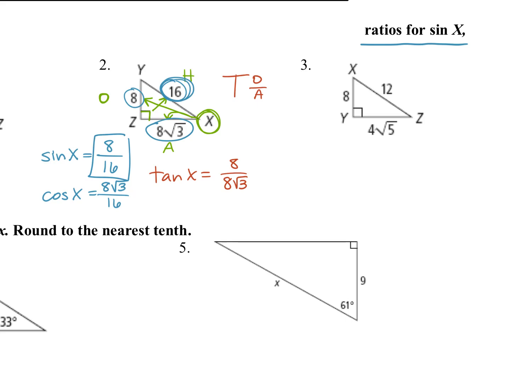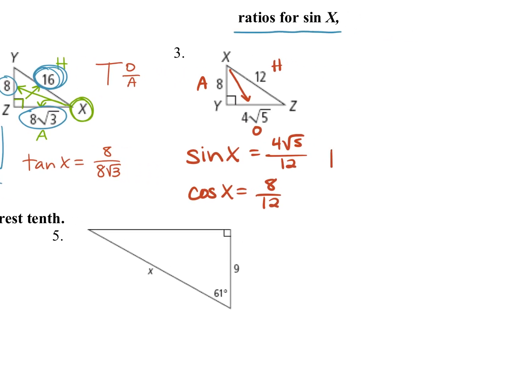All right, what did you get for sine x? 8/12. 4 squared. So opposite over hypotenuse, right? So it's 4 rad 5 over 12. It's okay. You did cosine, right? That's your adjacent. 8 is your adjacent. So the cosine of x is what? 8/12. Oh, I swapped the two. Yes. And then the tangent of x is 4 rad 5 over 8. Opposite over adjacent.